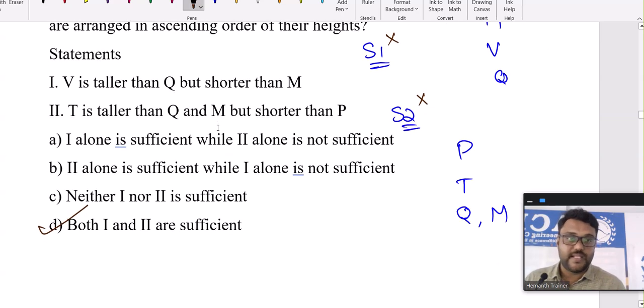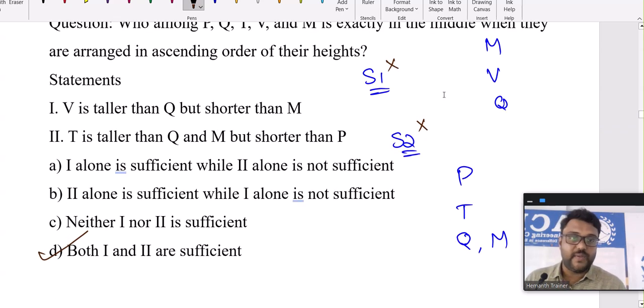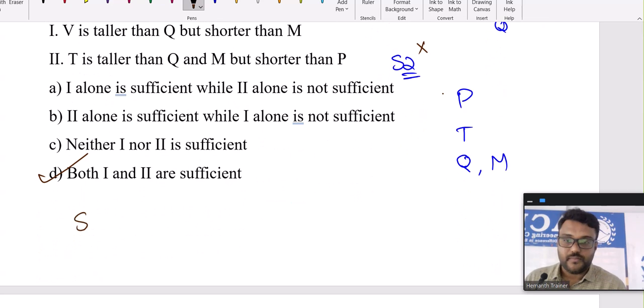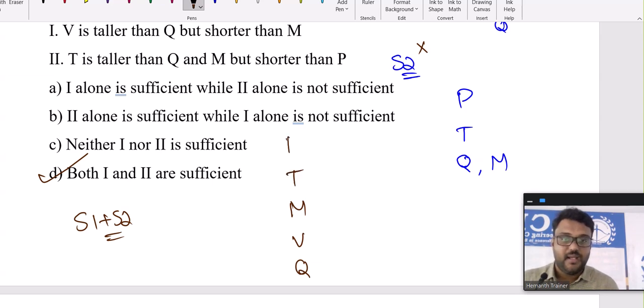Why, sir? If you see combined, from the first one we have M, V, Q, and as per this second one, T is taller than Q and M and shorter than P. Then you decide M is the middle one. Using both statements together, you can conclude now. Okay.